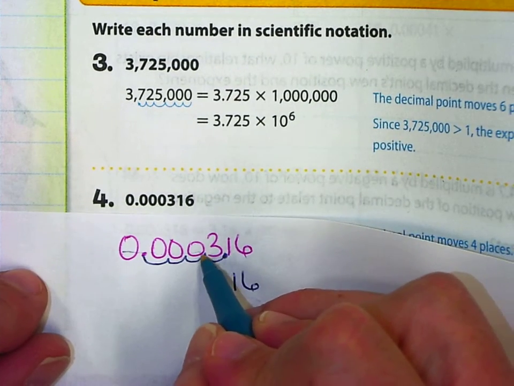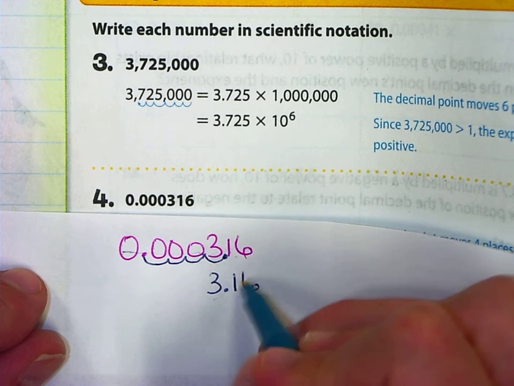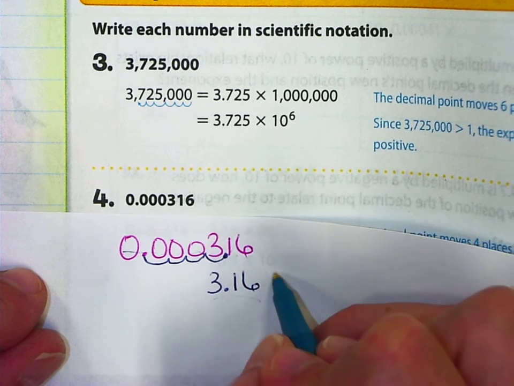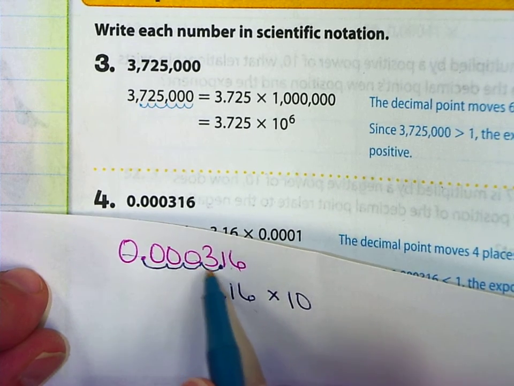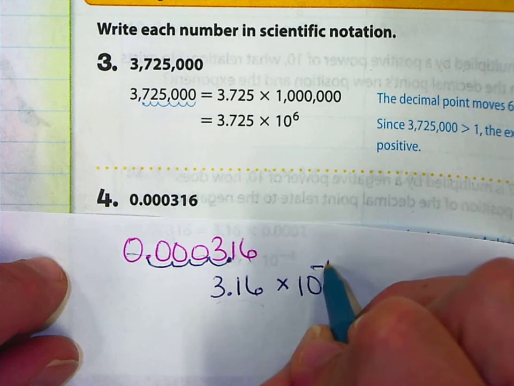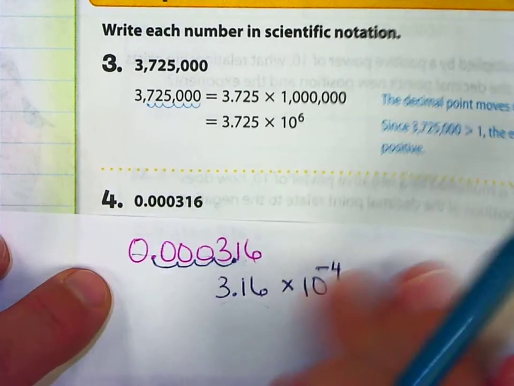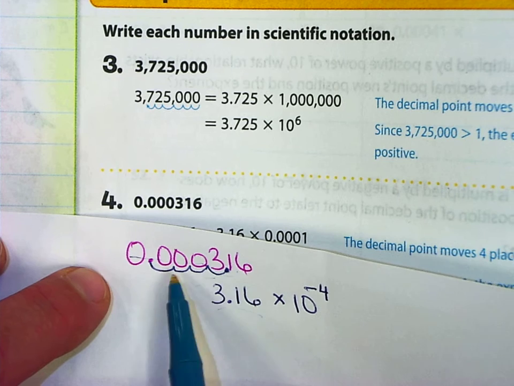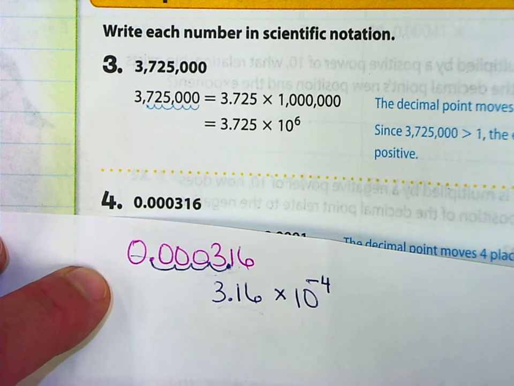If I leave it here, it's still going to be less than 1. If I move it here, it'll be 31.6. So I have to stop it exactly right there, and then we write times 10, and we moved it 1, 2, 3, 4. This time our exponent will be negative because we started off with a number between 0 and 1, so less than 1. We started off with a decimal. That's why our exponent is negative.